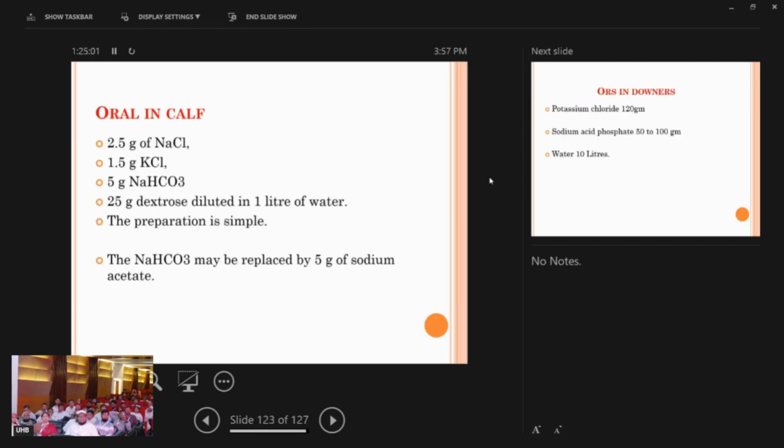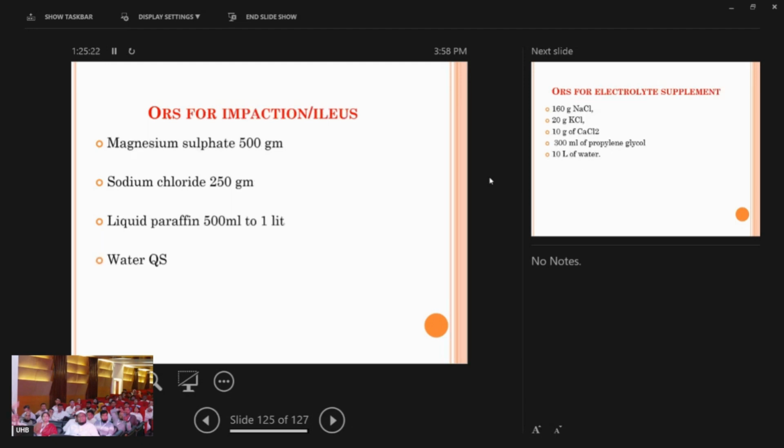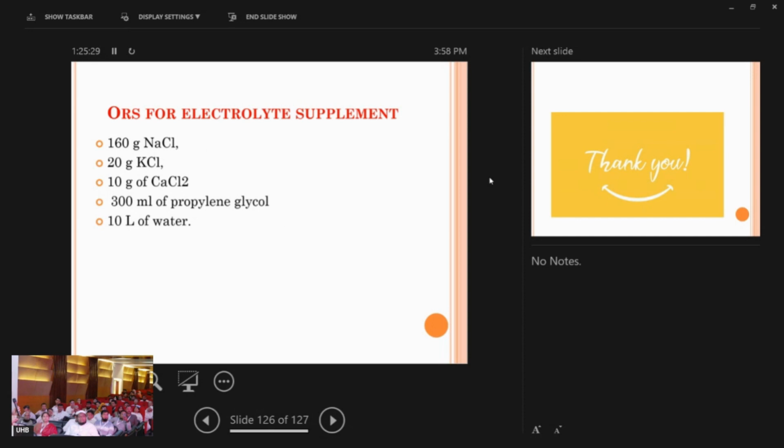So these are various formulas I will give you. The sodium chloride, potassium chloride, sodium bicarbonate, 25 gram of benzoate, mix it with water, and you can go for all these ORS solutions. This is ORS in case of downers: potassium chloride with sodium acid phosphate, mix it with 5 to 10 liters of water, and you can drench it for downer cows and other downers. And this is ORS for impaction: magnesium sulfate with sodium chloride, we add liquid paraffin and drench it. So ORS for electrolyte supplementation. I will give you all these things.